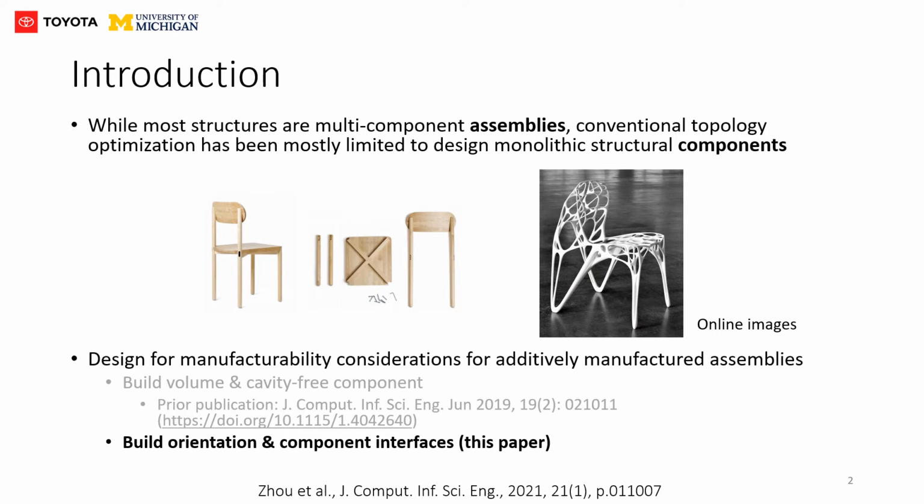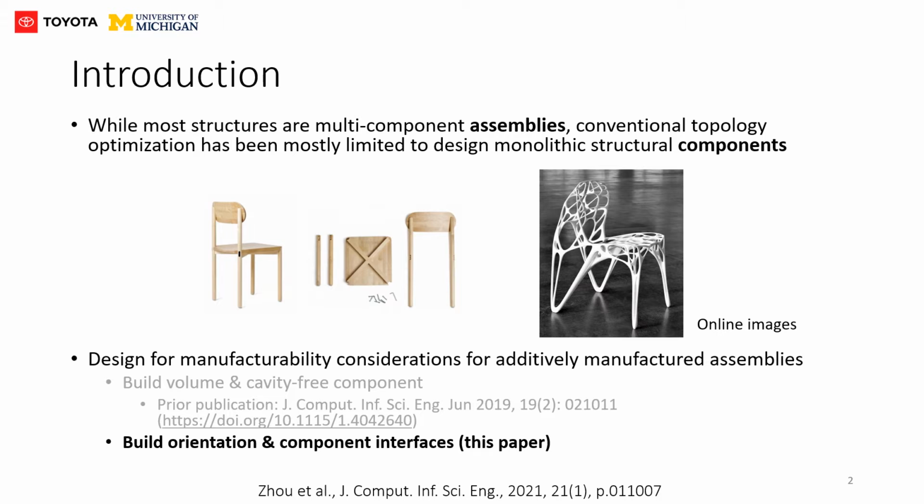Structural topology optimization has been primarily applied to design monolithic single-piece components. However, it is not difficult to quickly look around and realize that most structural products, from complex car bodies to simple chairs, are usually multi-component assemblies due to cost, ease of manufacturing, packaging, and other practical considerations.